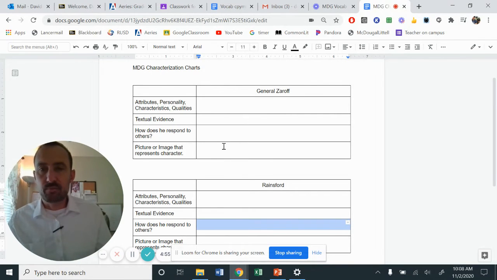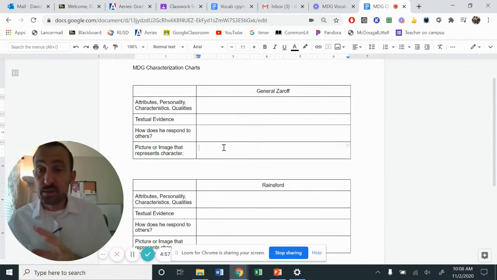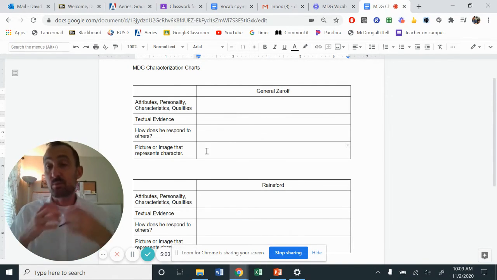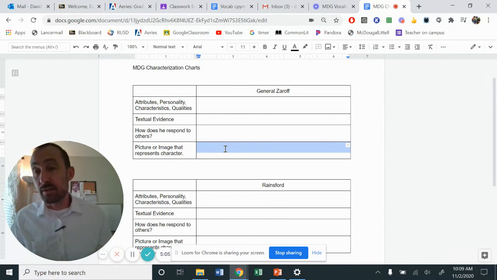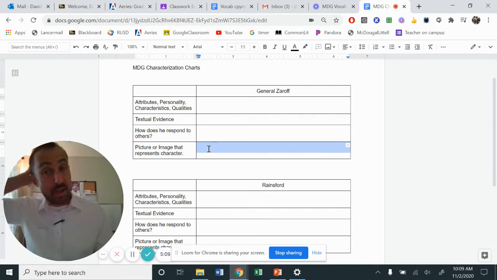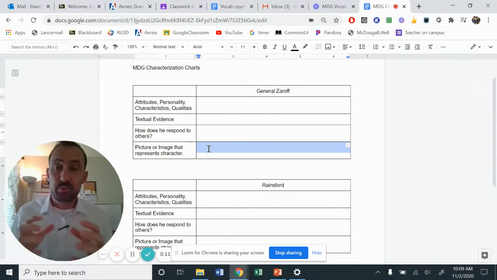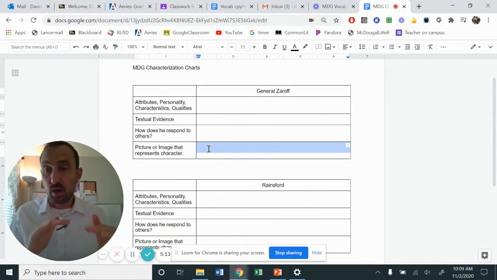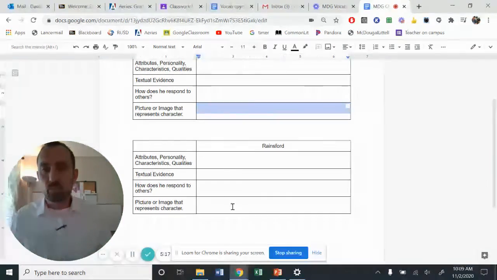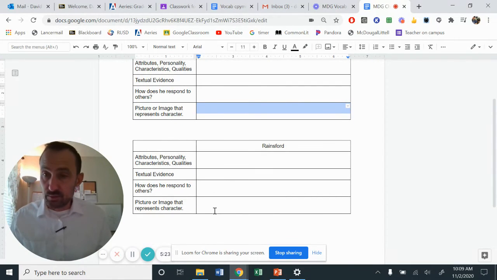The next part you have right here is a picture or an image that represents your character. If you want to put down something that would symbolize him, maybe a rifle, a hunting hat, or he's got that pack of dogs. Maybe you put in a pack of hunting dogs. What would you put down that would represent General Zaroff? What would you put down that would represent Ransford?